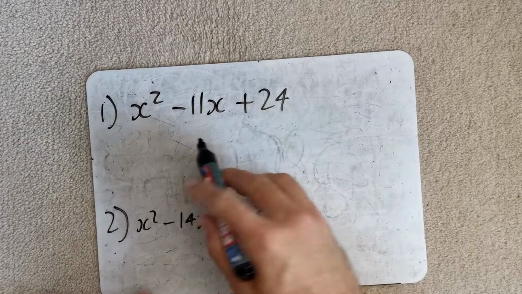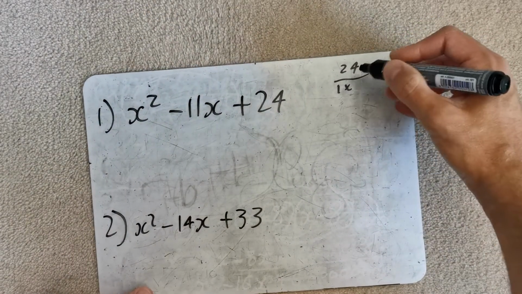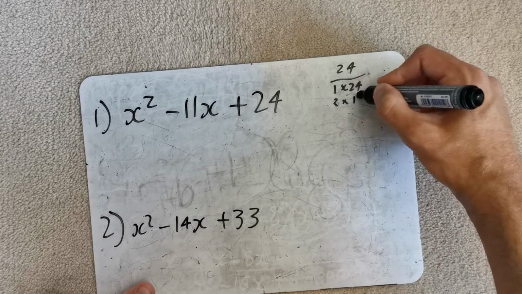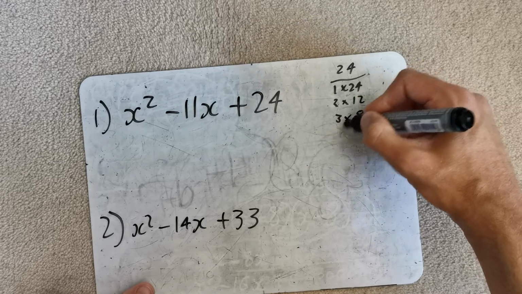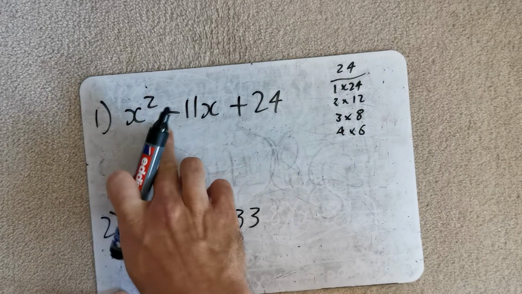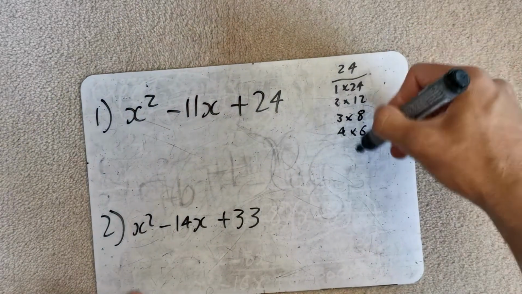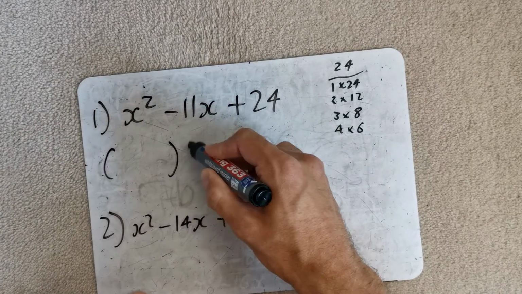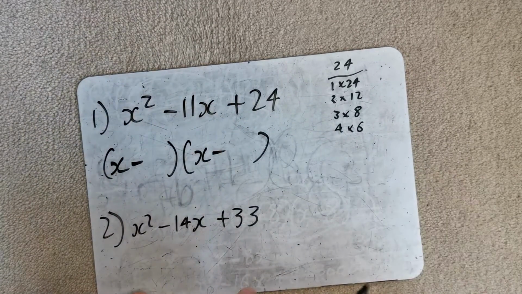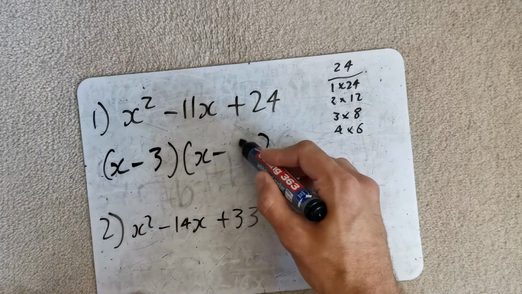Okay, so what multiplies together to get 24? We could have 1 times 24. We could have 2 times 12. We could have 3 times 8. We could have 4 times 6. Okay, positive there, but there's a negative in this starting bit here. So these will all be negative if that's the case. Same signs. Okay, both negatives. Which of these adds together to make 11? It's the 3 and 8.